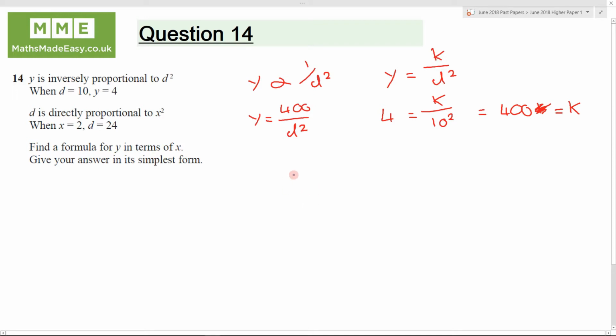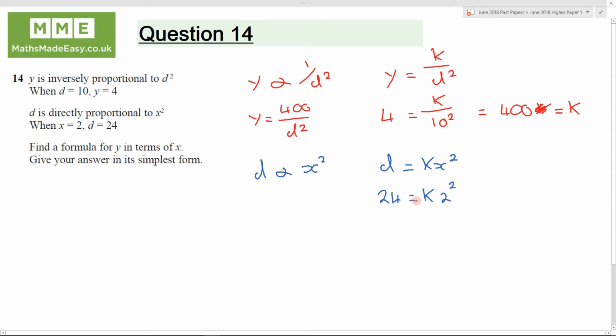Okay, let's move on to our second value. d is directly proportional to x squared, so we would have d proportional to x squared. Forming our equation again, we get d equals kx squared. Using the two values we have in the question, we would get 24 equals k times 2 squared.